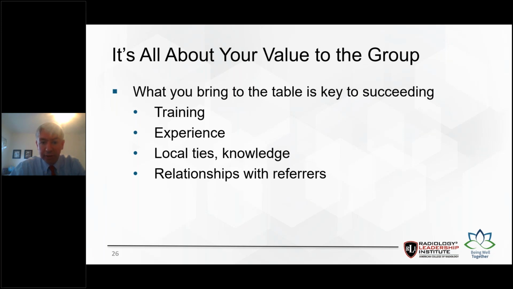Relationships with referrers, this is critical, and I'll get into this more. It's important to start working on this, building these relationships during training. Next slide, please.